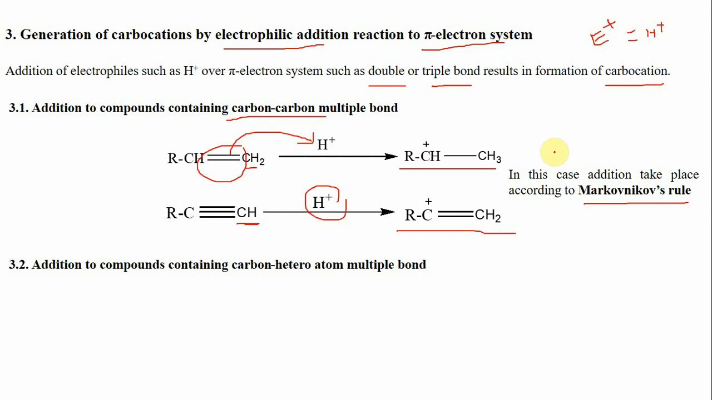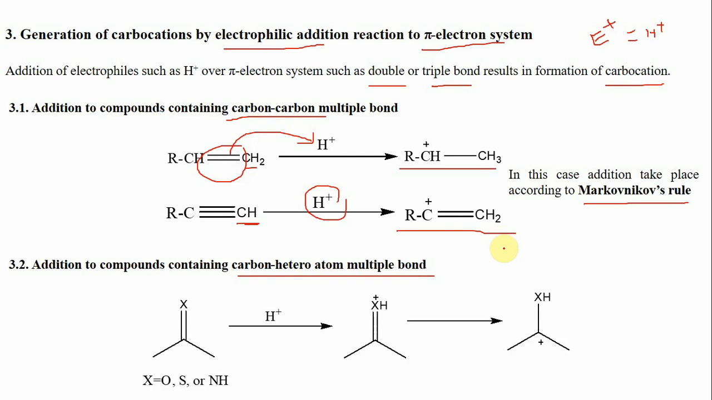Similarly, addition of an electrophile can also be carried out to substrates containing a carbon-heteroatom multiple bond. For example, if you have a double bond between carbon and X. Now here X may be any heteroatom such as oxygen, sulfur or NH. For example, in the case of oxygen, your substrate will be aldehydes or ketones. Now all of these heteroatoms have a lone pair of electrons on them. So when they are treated with electrophiles such as H plus ion that can come from any acid source like sulfuric acid, this H plus ion combines with this lone pair of electrons to give an adduct in which there is a positive charge over this heteroatom.